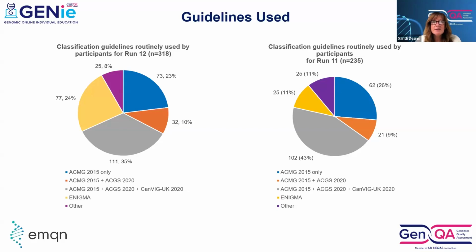The one thing that I would like to note here for you to take notice of is the difference between Run 12 and Run 11, which was performed in November in 2023. And that is the vast increase in the number of individuals using the ENIGMA guidelines. There was 11% of participants last year, whereas in April, we saw that this had increased to 24%.